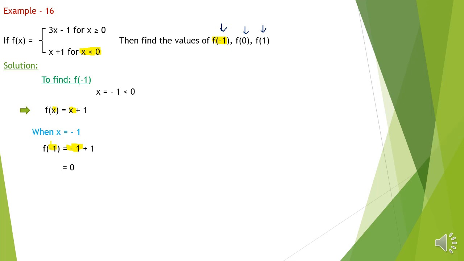Now for 0, we have to find our function. To find f(0), x is equal to 0. Now where is it equal to? You can just see here is equal to, isn't it?